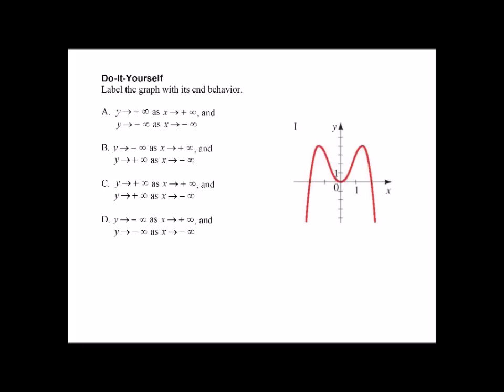Now take a moment and try to see if you can figure this out yourself. Let's figure out the end behavior of this graph here and try to match it with one of those options. In this case, we notice that as x gets larger and larger in the positive direction, the y value gets smaller and smaller, or gets larger in the negative direction. So I can say that y goes to negative infinity as x goes to positive infinity. On the other hand, as x gets larger in the negative direction, the y value goes to negative infinity as well. So I say y goes to negative infinity as x goes to negative infinity. And that corresponds to option D here.